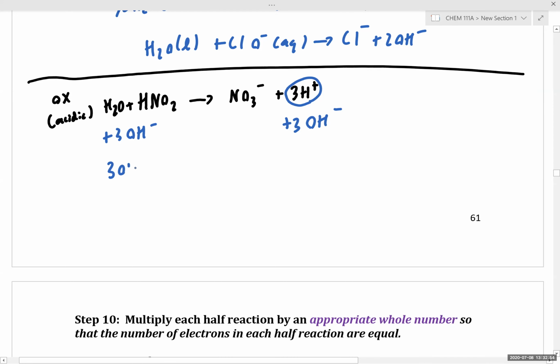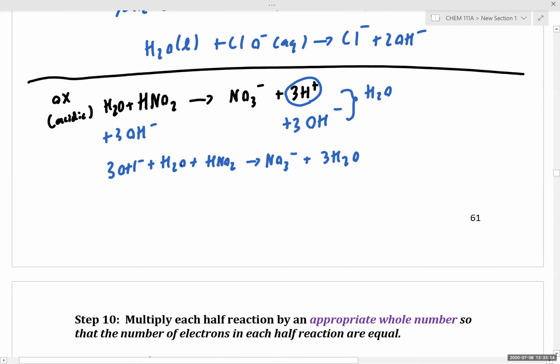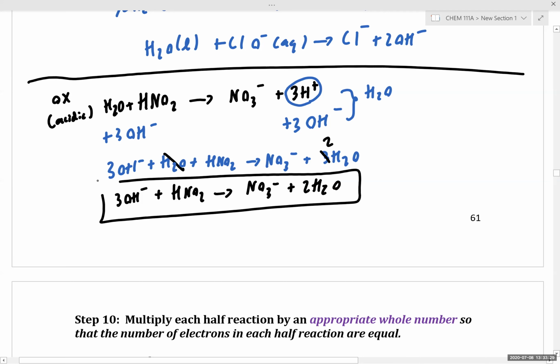That gives us 3 hydroxide plus water plus HNO2 leads to NO3 minus plus, and remember H+ and OH combine to make water, which gives us 3H2O. And if we cancel out our water molecules, that in turn gives us 3 OH minus plus HNO2 leads to NO3 minus plus 2 H2O, which is exactly what we got when we tried balancing this equation under basic conditions. Does that make sense to everyone?